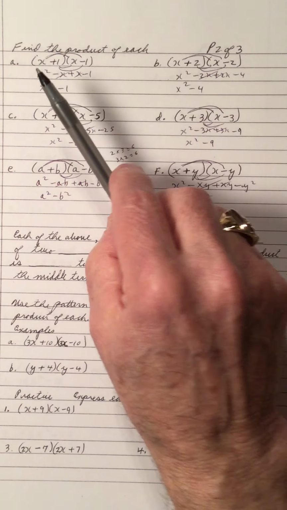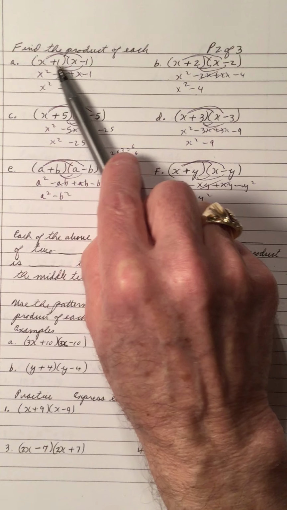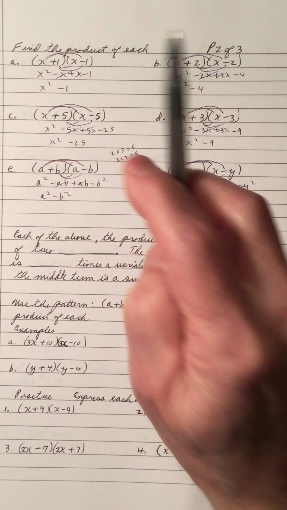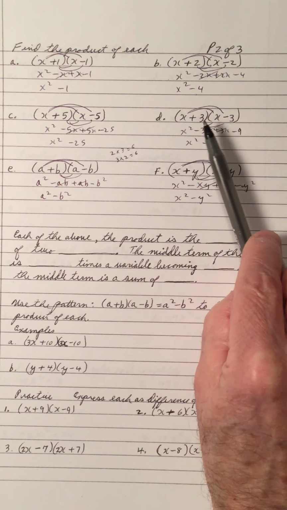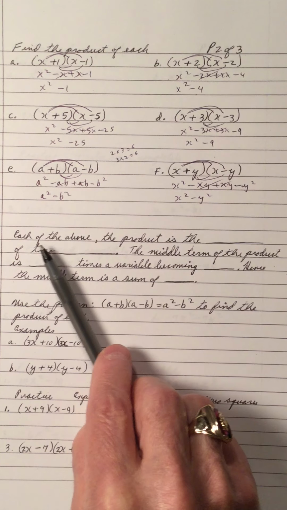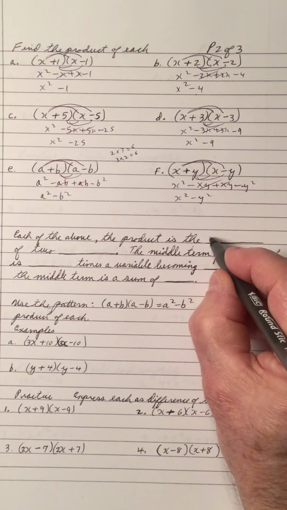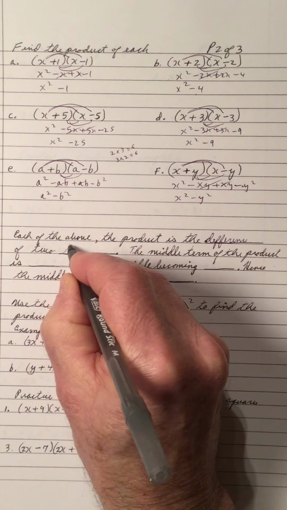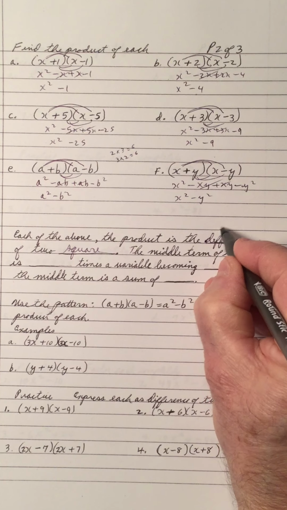Notice that the two binomials have the same terms except for plus and minus. In that case, you can see that the middle term is canceling out. And that happens with all of these: an x and an x, a 3 and a 3 with a plus and minus, so the middle term canceled out to give you 0. Each of the above products is what we call the difference of two squares. Notice difference. Difference means subtract.